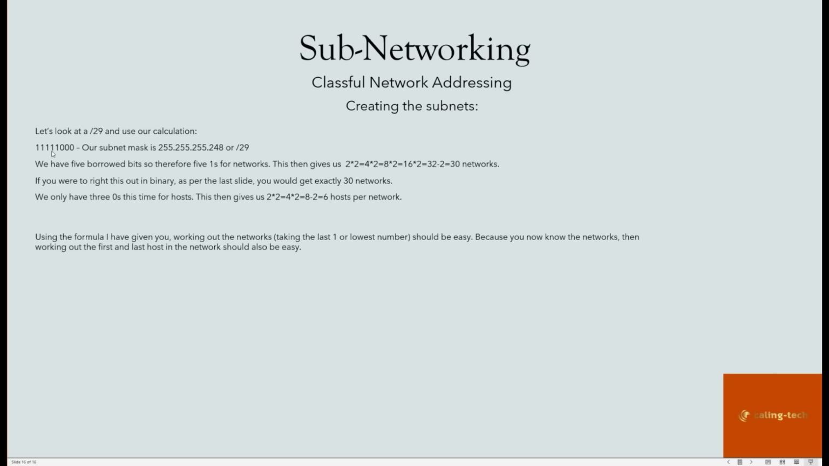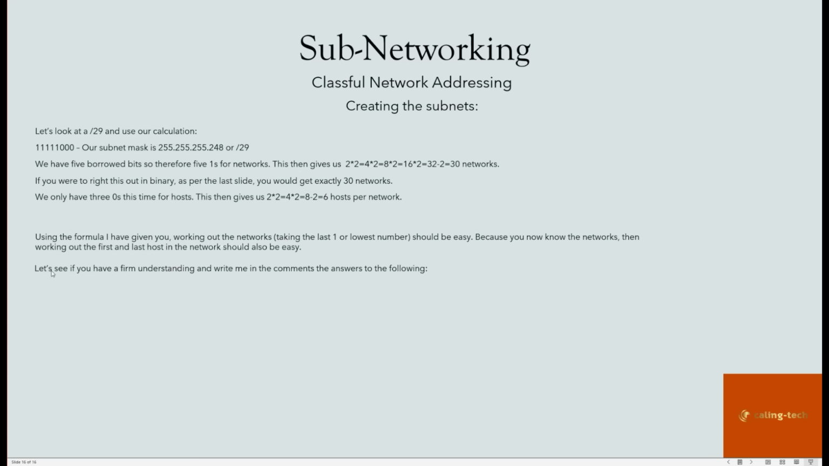Okay. So it should actually be quite easy. And because you know the networks, then working out the first and last host in the network should also be easy, because if the first network is 8, then the next one is 16. So we know the first host will be 9, so it'll be the network plus 1. And the next network minus 2 will be the last host, so we know it's 14, if the next network is 16. It's as simple as that.